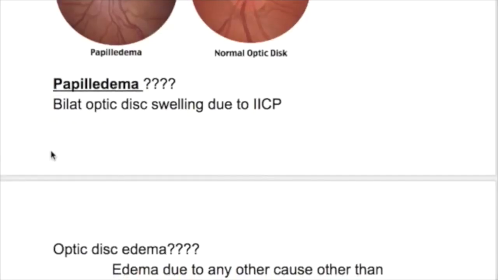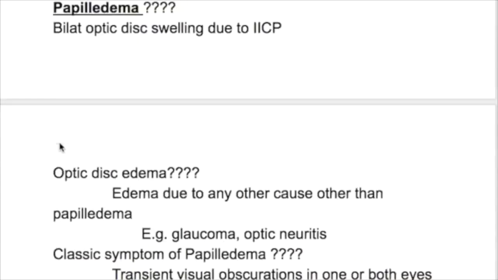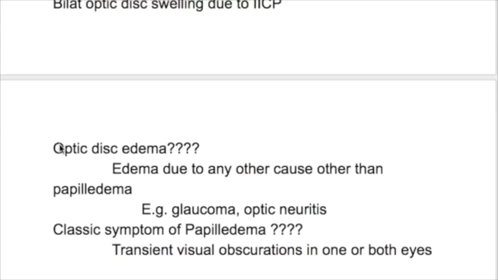So what's the difference between papilledema and optic disc edema? Papilledema is the bilateral optic disc swelling due to increased intracranial pressure, and optic disc edema is the edema due to any other cause other than increased intracranial pressure or papilledema. Examples are glaucoma, optic neuritis, or optic neuropathy that cause optic disc edema.